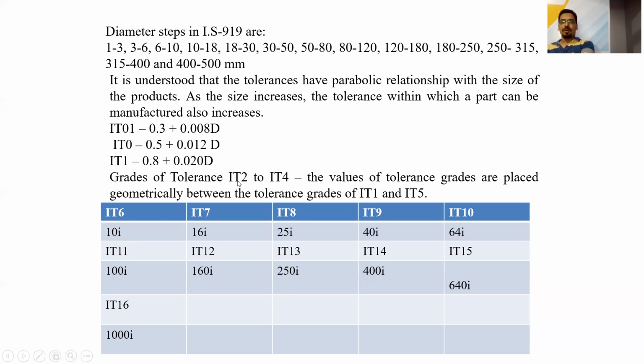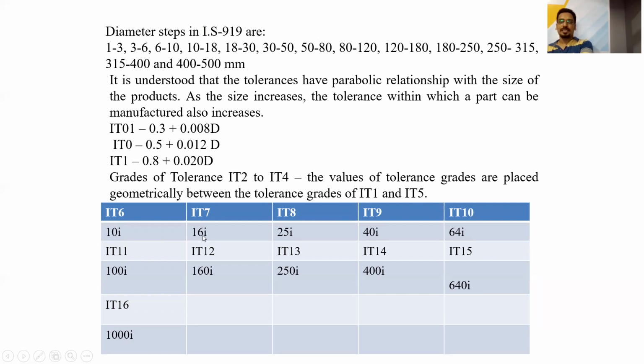Now the IT grades from IT2 to IT4 have tolerance values placed geometrically between the tolerance grades of IT1 and IT5. IT1 is 0.8 plus 0.02 D, and IT5 is represented by 7I. And I is the standard tolerance we have already given by the formula 0.45 cube root of D plus 0.001 D. Generally we use the tolerance grades IT6 to IT16. What is the value of IT6? IT6 is represented by 10I.